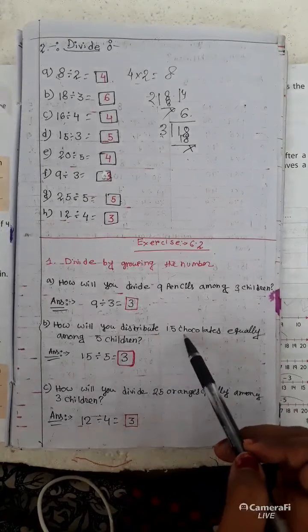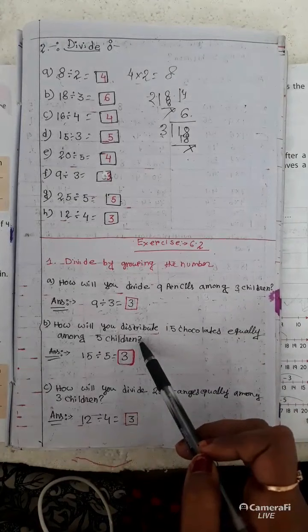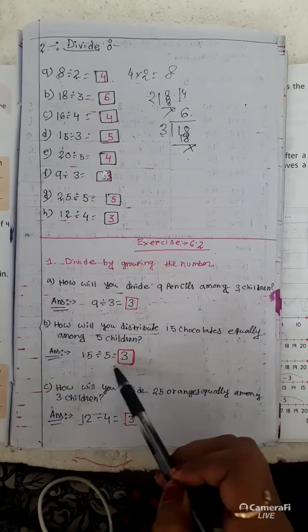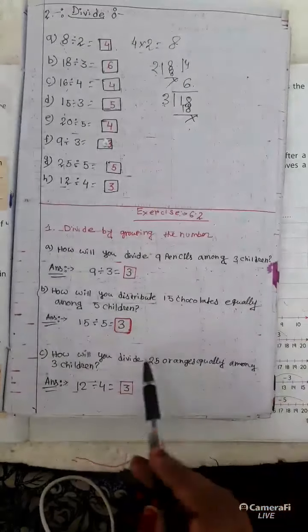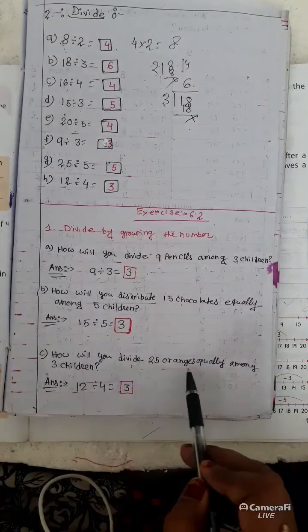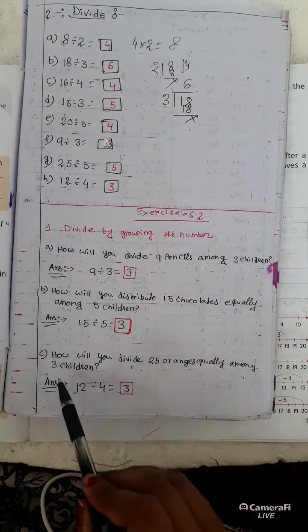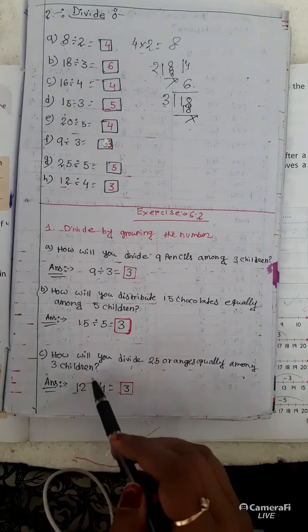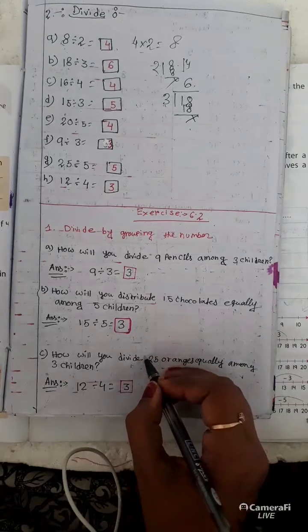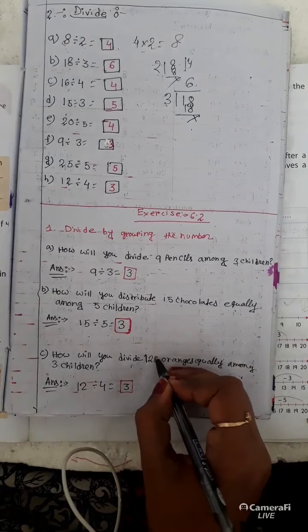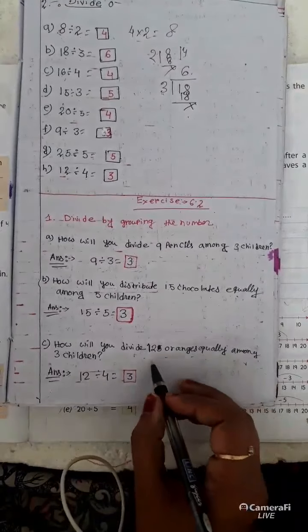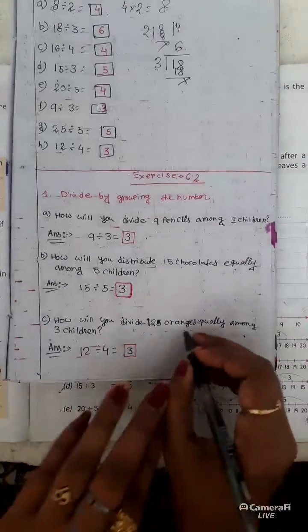I will just divide it and everyone will get 3 pencils each. How will you distribute 15 chocolates equally among 5 children? So 15 divided by 5 is 3. How will you divide 15 oranges equally? How will you divide 12 oranges? It is not 25. 12 oranges equally among 3 children.